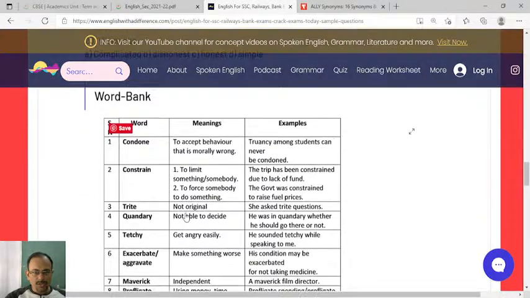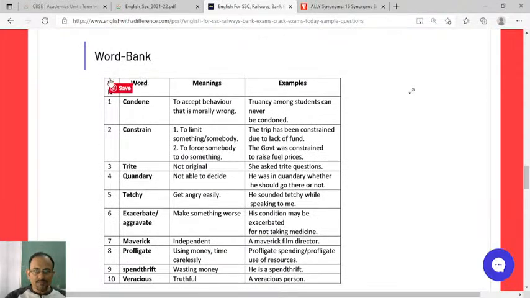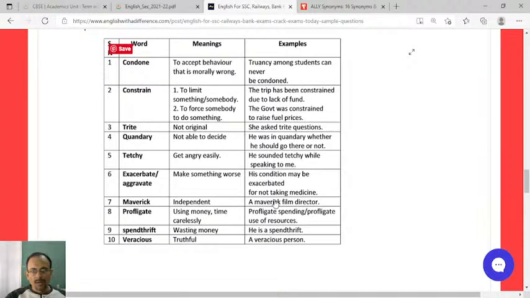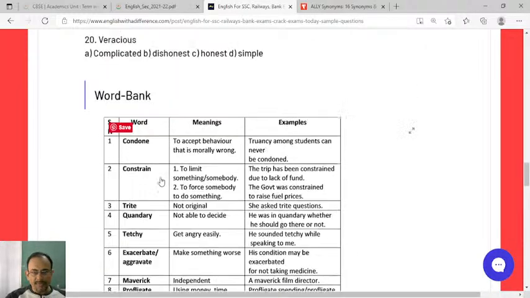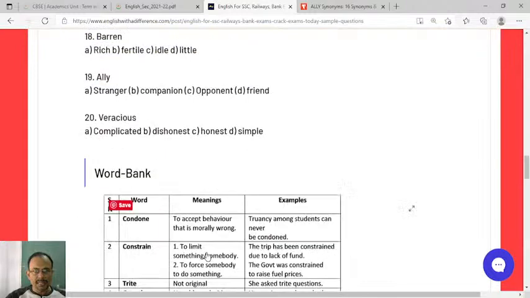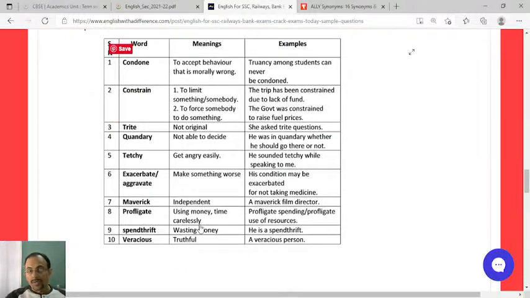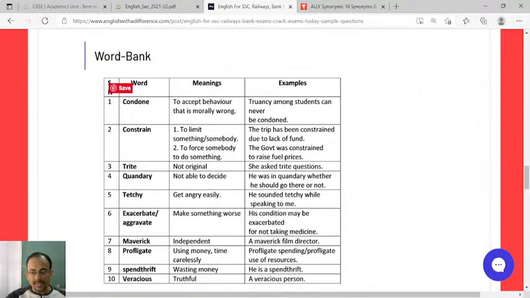So thank you, dear students. And this is the word bank table I have created for you. Word meanings and real life examples are given. Like maverick means independent. A maverick film director means he's an independent film director. Profligate, spendthrift means wasting money. He is a spendthrift, right? So I have given you this table. These words are taken from these questions themselves, so that you are able to learn the meanings as well as examples.